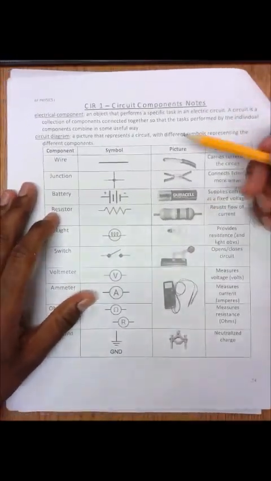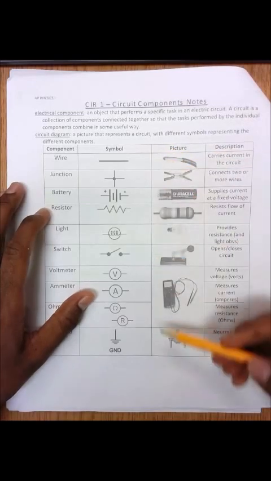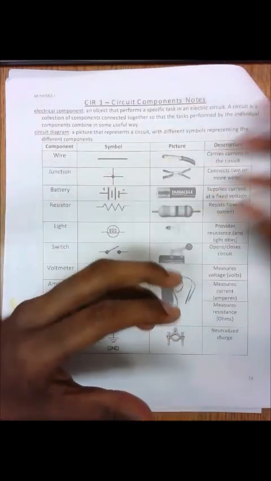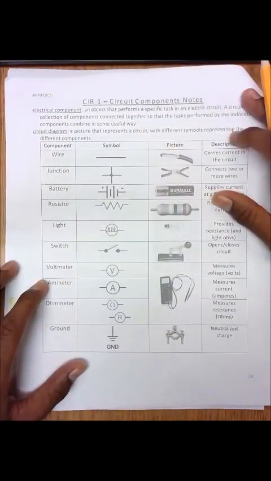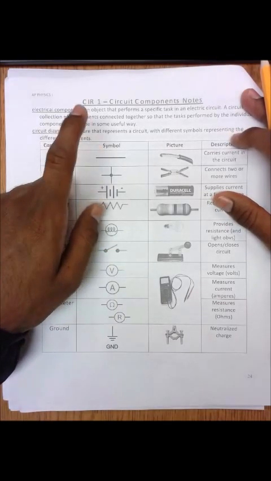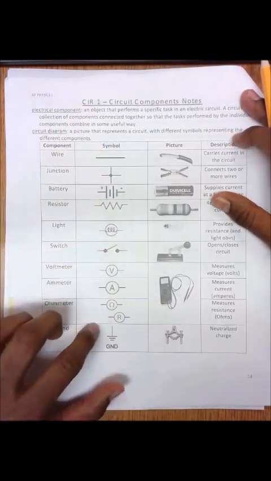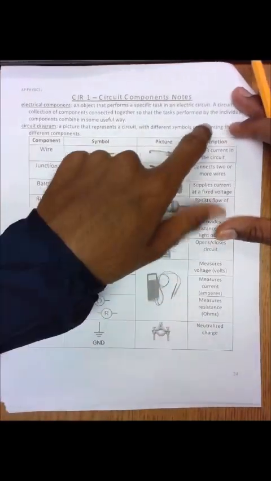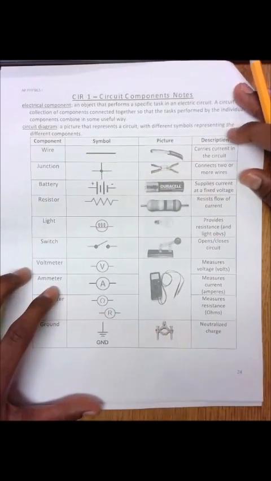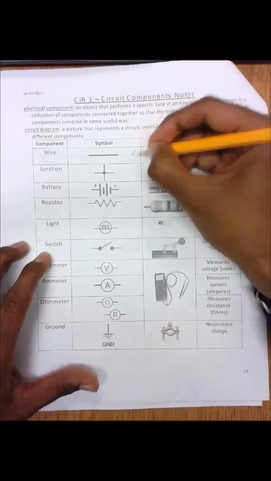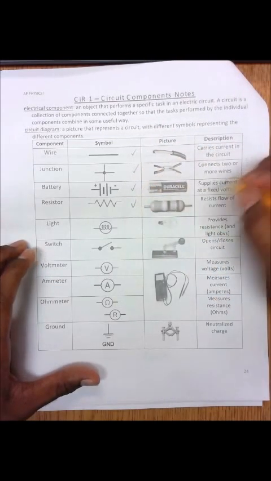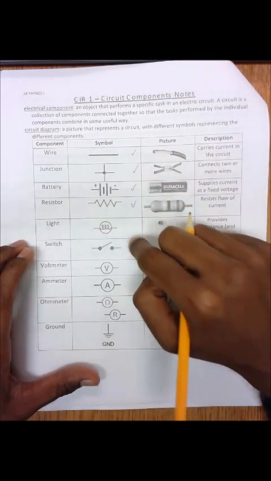For circuit components, these are the basic components of a circuit. Components are just things that exist in a circuit that do something. These are the examples of components. This is the symbol, which is how it would look in a circuit diagram, which you'll see plenty of. The picture is a real-world representation of that object, and here's a little description of what those objects do. Things that you're going to see a lot of are wires, junctions, batteries, resistors.